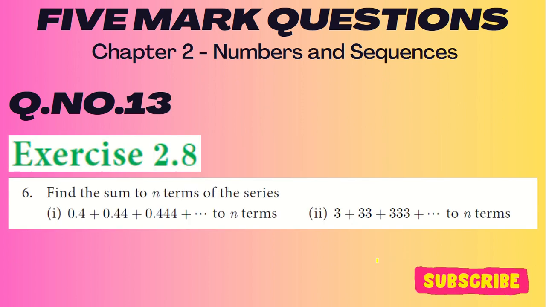The 13th one is also the same thing, like exercise 2.8, the sixth one: find the sum to n terms of the series. The first one is 0.4 plus 0.44 plus 0.444 up to n terms. The second one is 3 plus 33 plus 333 plus up to n terms. So these are the two. This is also a very important question, my dear children.